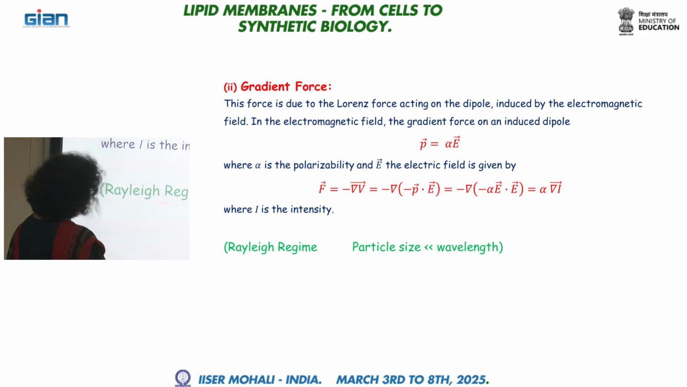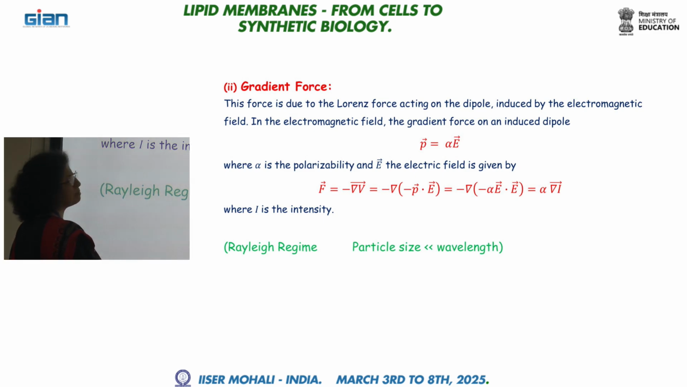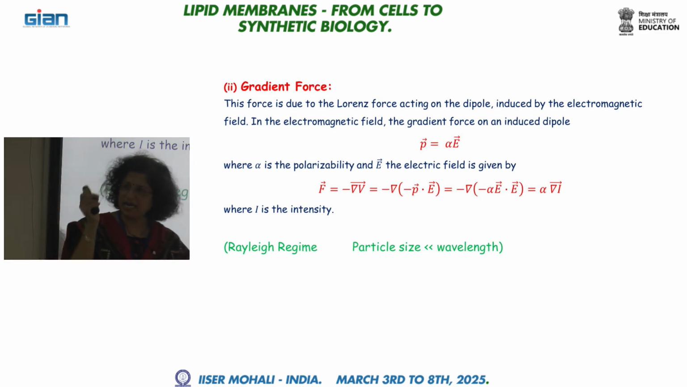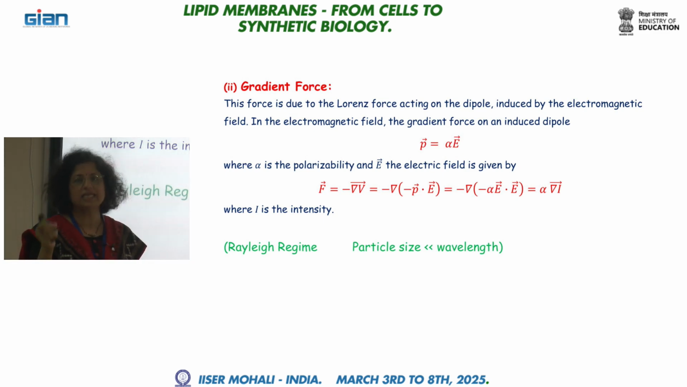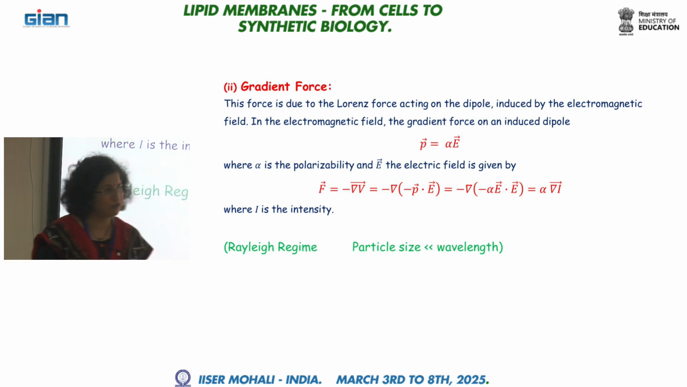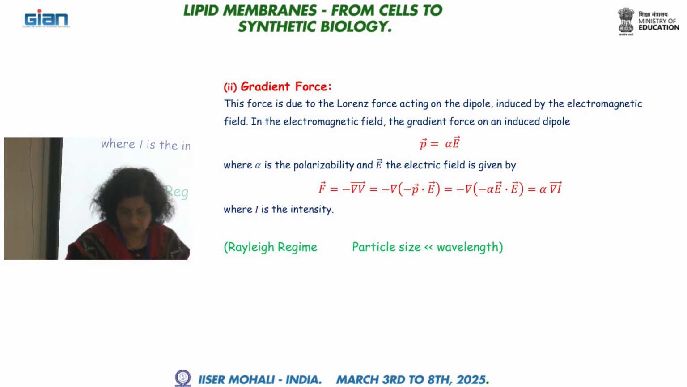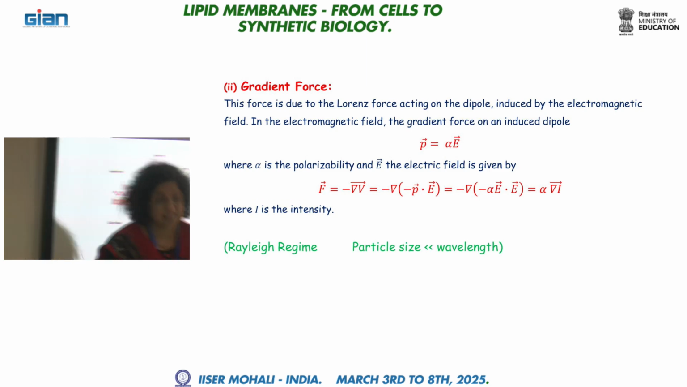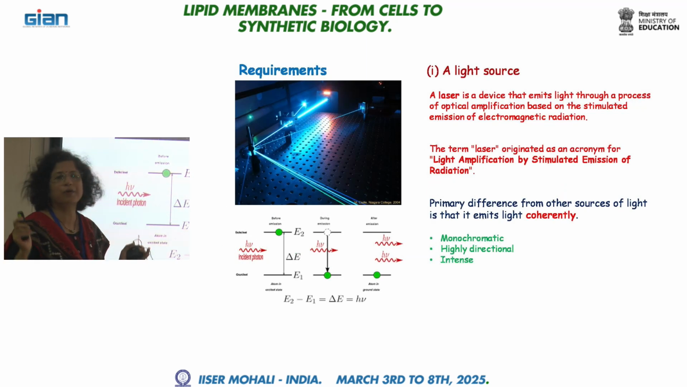So this of course is an explanation where the particle size is much less than the wavelength, and this is what is called the Rayleigh regime. But you can now understand that a gradient in the light intensity can also subject an electric dipole to a force. So we have now come up with two forces. So let's now discuss how we are going to set this up.